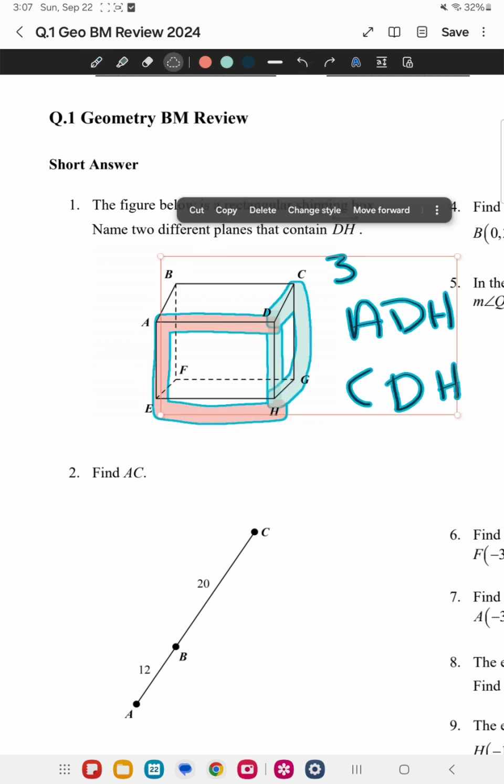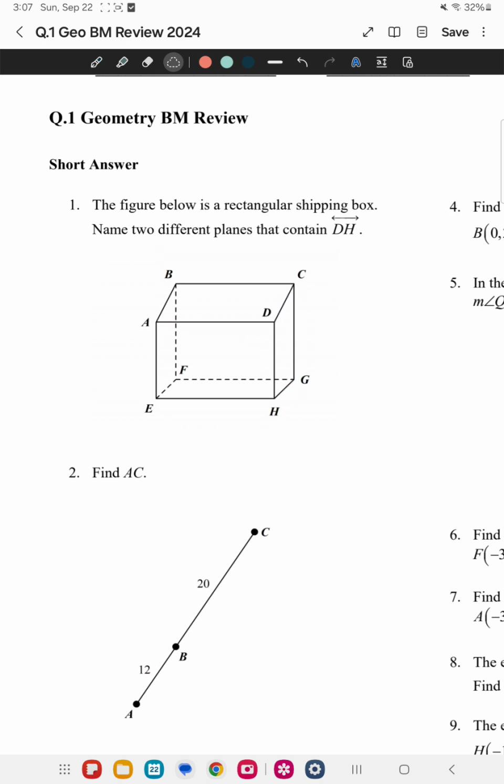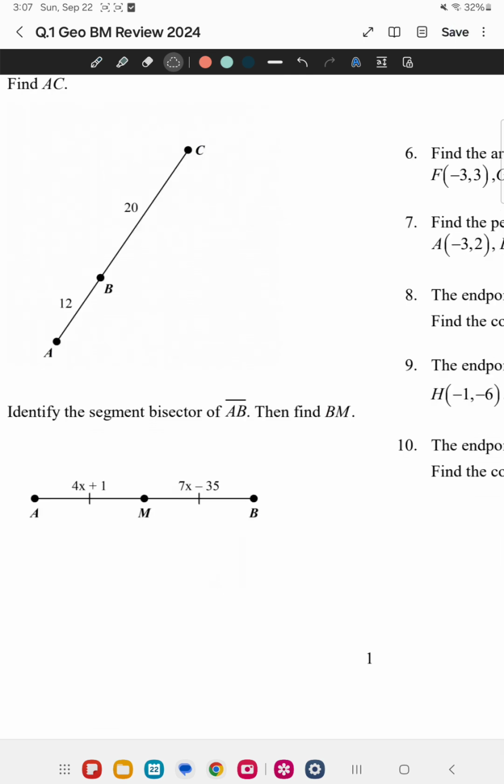So our number 3, let's see if it'll let me move. Let's just pause real quick while I move my screen. So number 3, it says bisector. Anytime we see the term bisector, it means that the two parts of my bisector are equal to each other. So bisector means I set equal to each other. So I'm going to get 4x plus 1 equals 7x minus 35. And yes, really ugly handwriting. I'm very sorry about that.